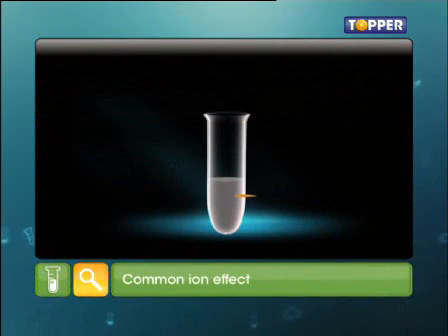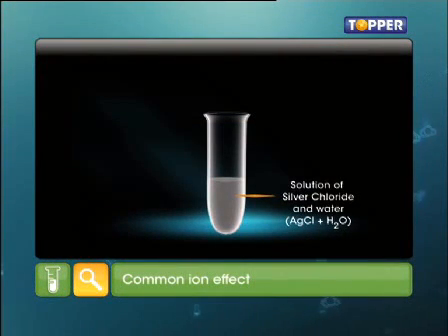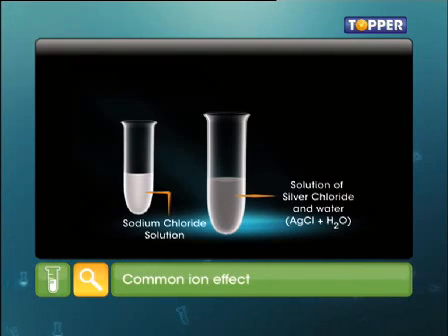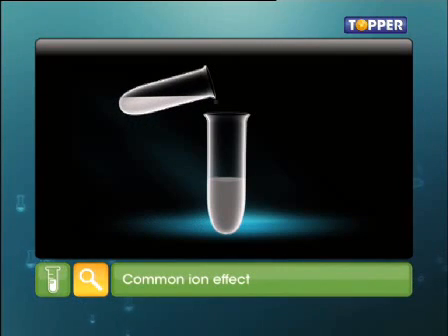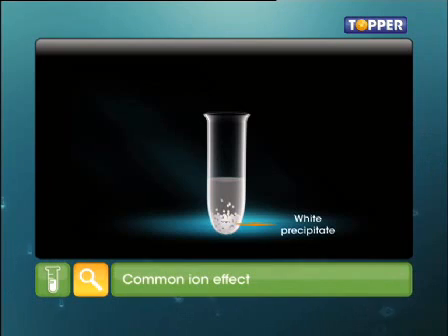All of you know that chemistry is all about experimenting. So let's head straight to the lab to understand what the common ion effect is all about. Take a solution of silver chloride and water in a test tube. Now add a solution of sodium chloride to this solution. Watch what happens. Can you see a white precipitate form? This is silver chloride.